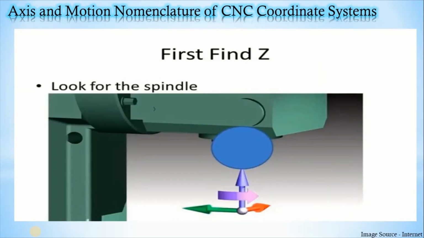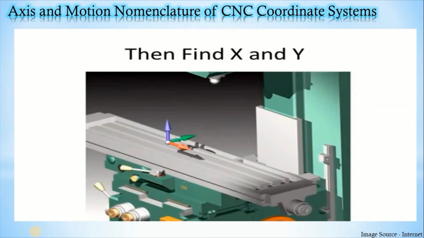If you want to find the axes on machine tools, first of all we have to look for the spindle. The spindle is the main part of the revolving or rotating part and usually gives the z axis. So the spindle usually gives the z axis. If we find the z axis or spindle axis, then it will be very easy to find the other two axes, that is the x and y axes.